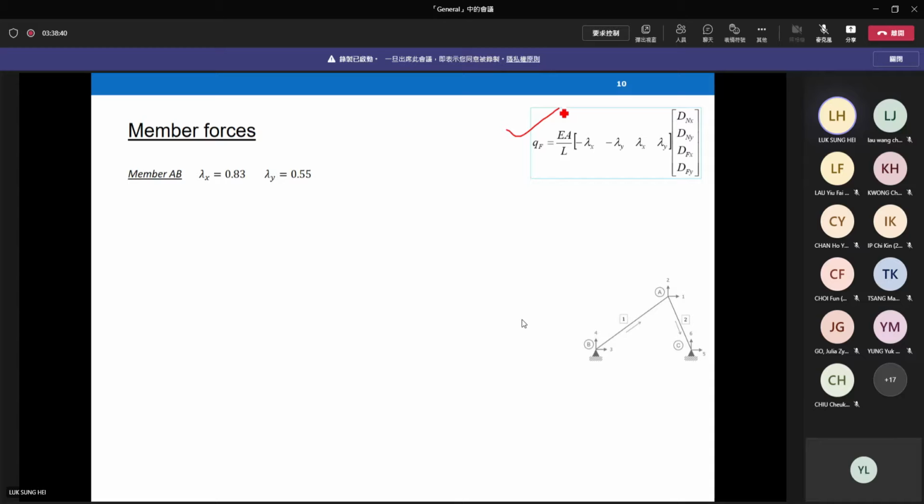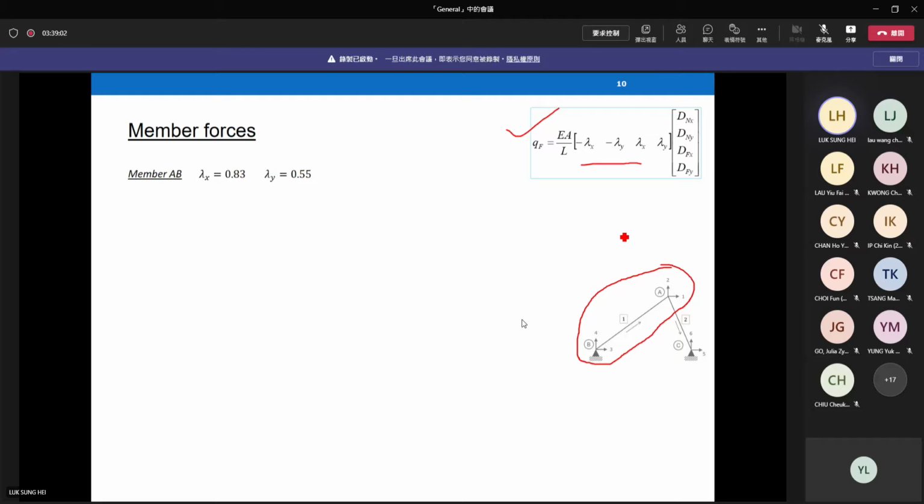So do not do extra things in the quiz examination. I did not ask you to find out reactions. That means we don't need to show you the calculations. And we use this equation to calculate the actual force. Member AB at this point.